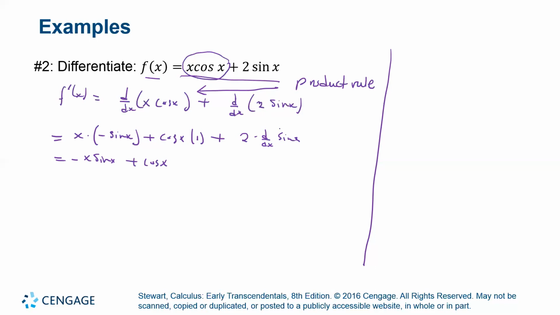Then if you differentiate the sine, we get cosine. That'll be 2 times that, which will be 2 cosine x. Well, if we add in cosine and cosine, that's 3 cosine x. So this is minus x sine x plus 3 cosine of x. And that is my first derivative.